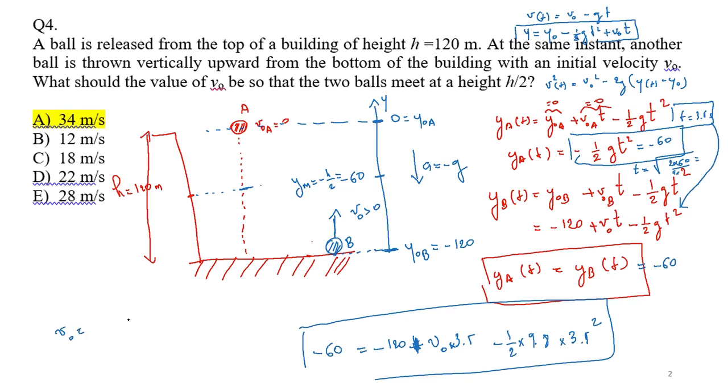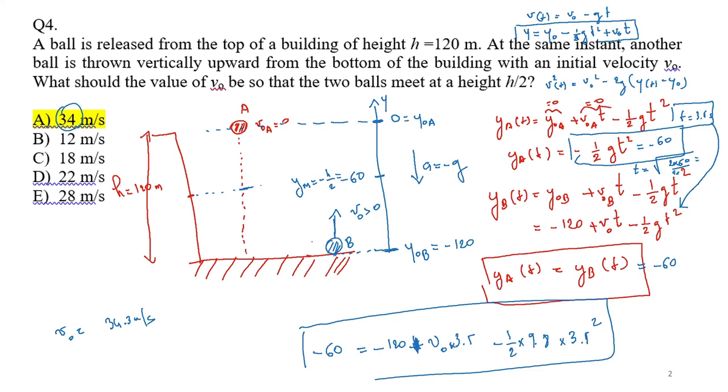What is V naught? 34.2 meters per second. But you see the problem, I give you everything in 1 or 2 significant figures. So let's say just 34 meters per second.